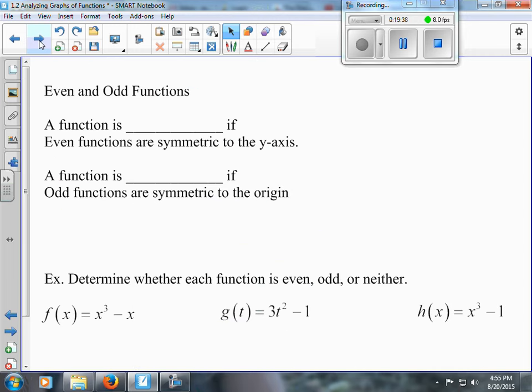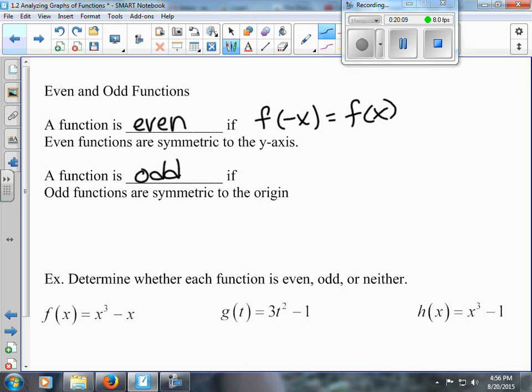Last thing we're going to talk about, I think, yes. Last thing we're going to talk about are even and odd functions. And we've already talked about symmetry a little bit, so this is going to be a review. So a function is even if, technically, if you replace the x with negative x, you get the same output, f of x. Even functions are symmetric to the y-axis.